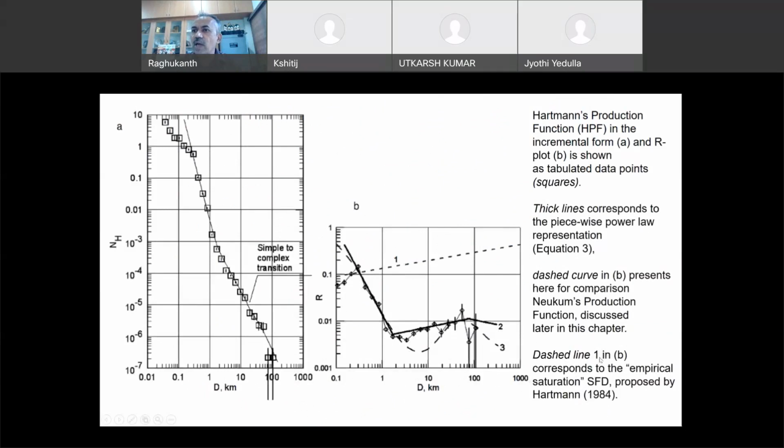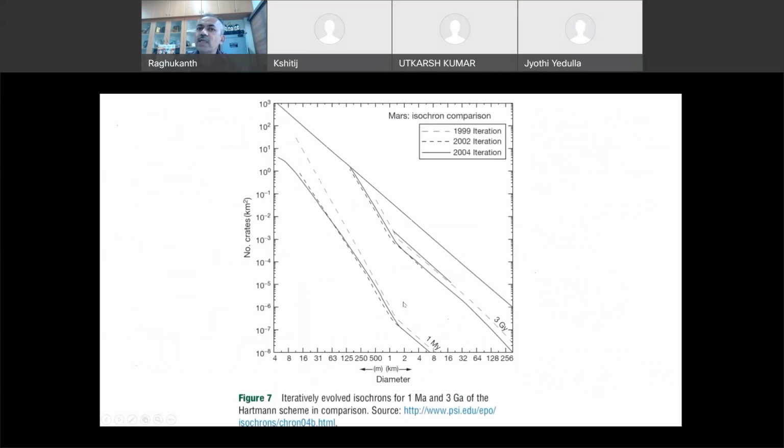So the dashed line corresponds to the saturation function here. So you can see these are the 3 straight lines which he has fitted. Okay, so this is one thing. Then the same thing, he also tried to do for Mars also.